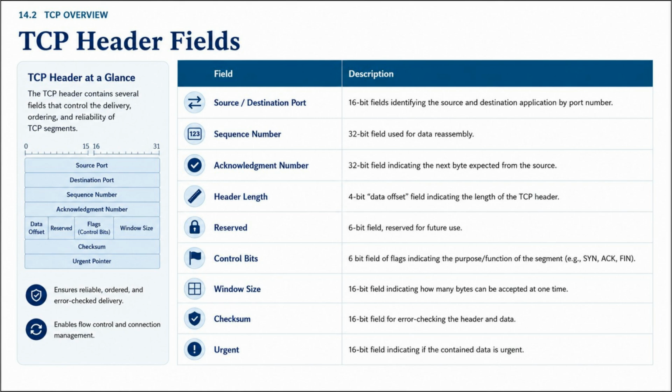Field by field walkthrough of the TCP header shown in the table: source and destination port, 16 bits each, identify the applications. Sequence number, 32 bits for reassembly. Acknowledgement number, 32 bits, next expected byte. Header length, reserved. Control bits, the SYN, ACK, FIN flags. Window size, checksum, and urgent. This table is worth having students copy down for reference.